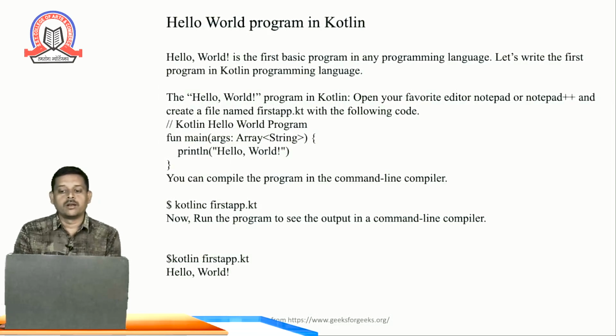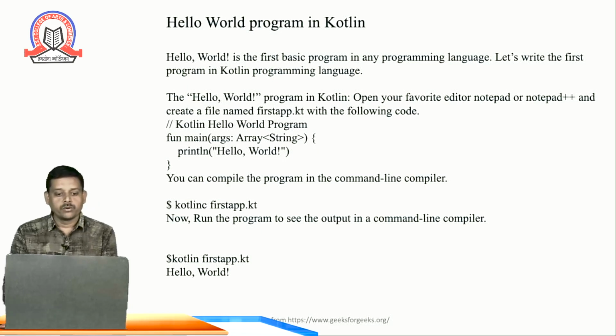Then let's see how to write the program. We are going to write the very first hello world program in Kotlin. First we have to write the main function with the argument. If you do not want to pass the argument, you can keep it blank. Then it is followed by the println function with hello world.